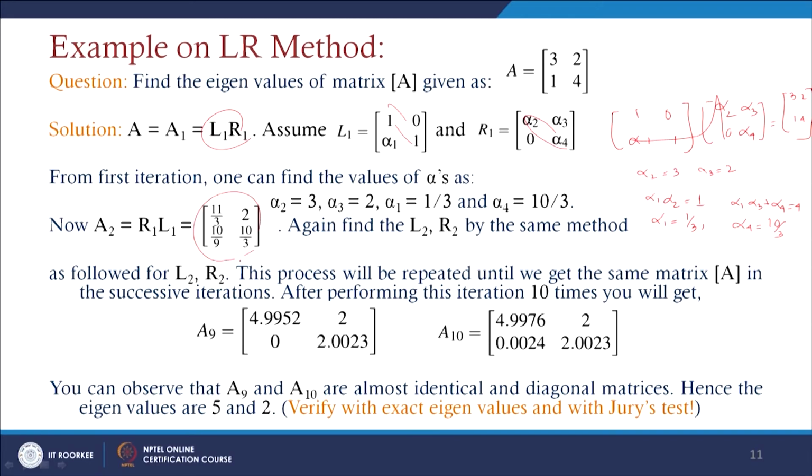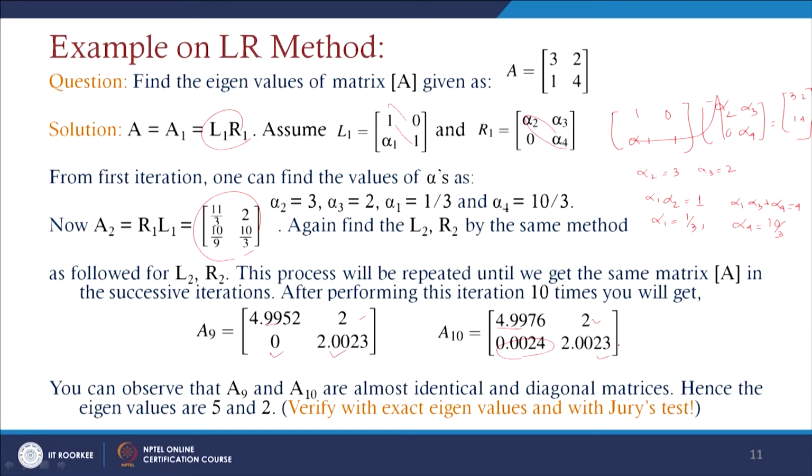Similarly, we go for the calculation of L2 and R2 by the same method, and this process will be repeated until we get the same matrix A in successive iterations. In this case, after performing 10 iterations, we get A9 as 4.9952, 2 and 0, 2.0023, and A10 as 4.9976. Especially, the degree of accuracy is coming up to the third decimal place, and 2 is exactly 2 here, and 0 is coming as 0.0024, and this is also coming exactly the same.